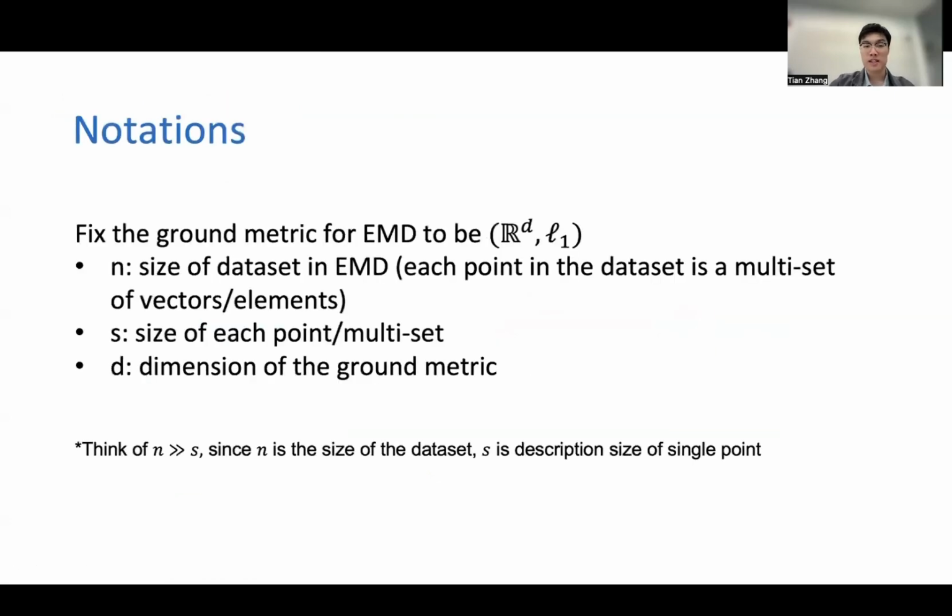Okay, let me quickly define some notations. In this talk, we're going to fix the ground metric for EMD to be the L1 space, and use N to denote the size of the dataset, and use S to denote the size of each point in EMD, and use D to denote the dimension of the ground metric space. And it's helpful to think N is much larger than S because N is the size of the entire data set, and S is just the size of a single point in EMD. Okay, cool. So what did people achieve for ANN for EMD?